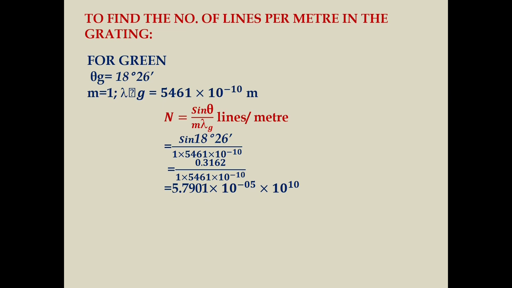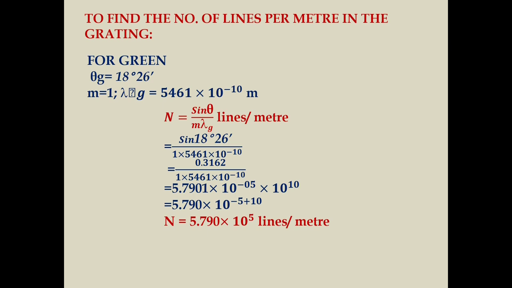So in the calculator itself, you will get 5.7901 into 10 power minus 5, and the powers in the denominator, when they get into the numerator, become 10 power 10. The 10 power minus 10 in the denominator, when it goes to the numerator, becomes 10 power 10. So 5.79 into 10 power minus 5 already is there, plus 10, so you will get 5.790 into 10 power 5 lines per meter. So the number of lines per meter in the grating is 5.790 into 10 power 5 lines per meter.